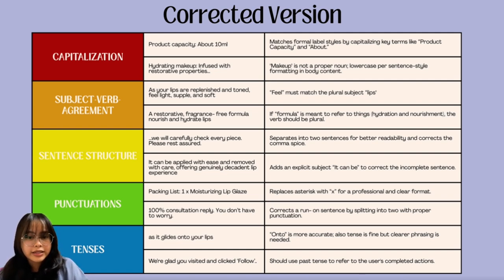And lastly, for tenses, we ensure the correct tense is used to match the context. For example, we're glad you visited and click follow. Using past tense here is appropriate because it refers to a completed action by the user.